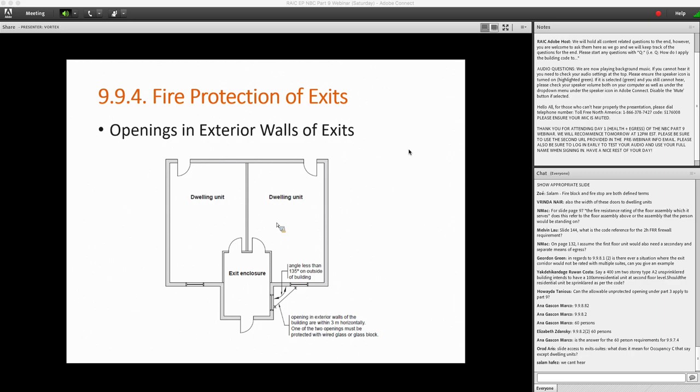In addition to that, because you are leaving the exit enclosure to a common area, which is the lobby, you are leaving the confines of the exit, which is the safest area in the building. So you have to design the lobby to conform to the requirements for exit. Okay.